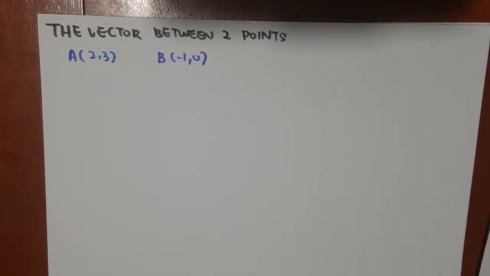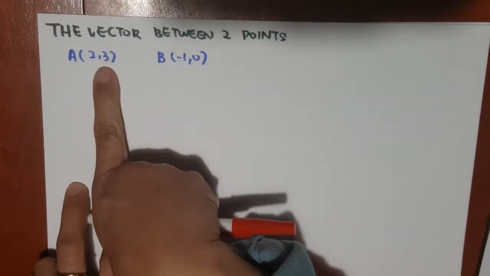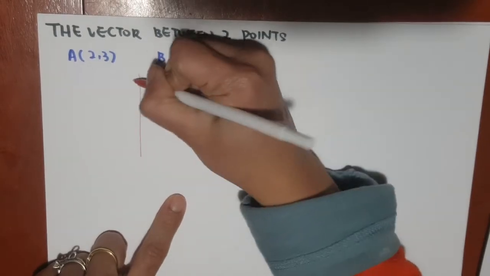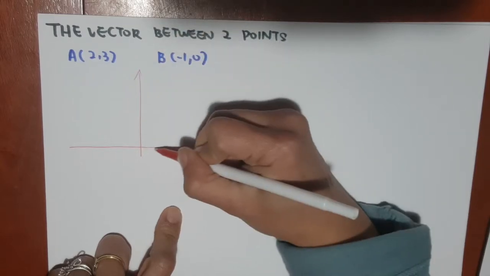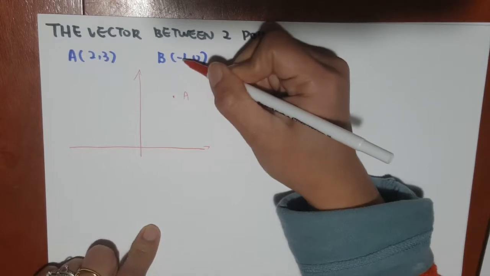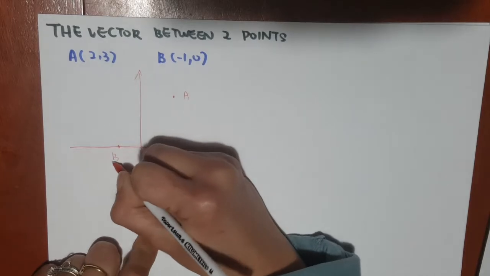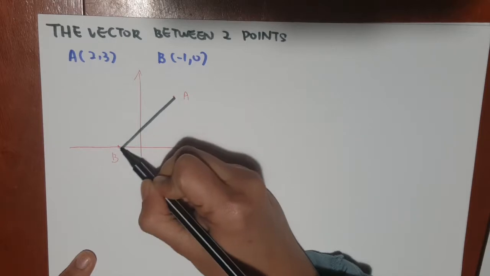Today we learn about the vector between 2 points. Given that we have 2 points, A and B, and let's say I have a Cartesian plane over here. A would be at (2, 3), so it's somewhere here. And B would be at (-1, 0), so it would be somewhere here. That's my B. Let's say I would like to draw a vector from A to B. That would be this one.